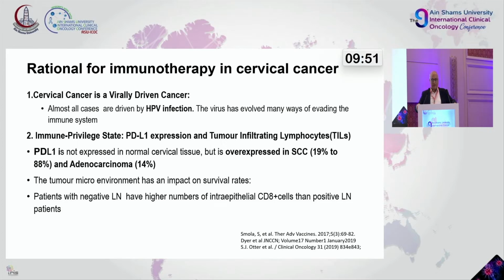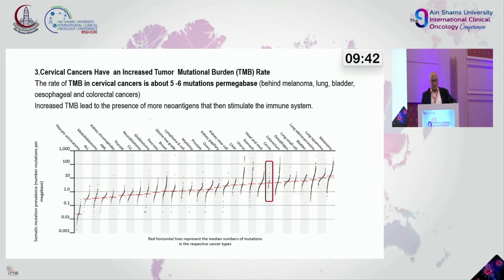Also, patients with negative lymph nodes have a higher number of intraepithelial CD8 cells than positive lymph nodes. And third, cervical cancer has an increased tumor mutational burden, about 5 to 6 mutations per megabase, behind melanoma, lung, bladder, esophageal cancer and colorectal cancer. Increased tumor mutational burden leads to the presence of more neoantigens that can stimulate the immune system.